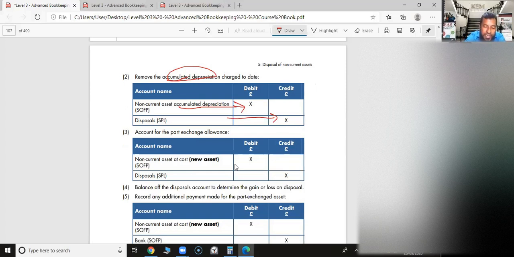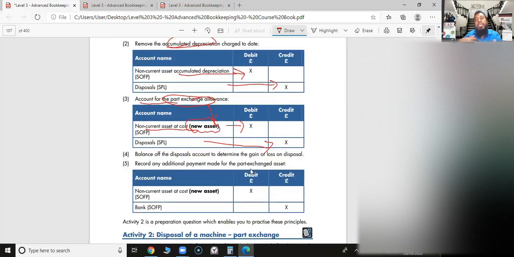And then the last one. In the other case, we didn't buy any non-current asset. Rather, we got money by selling. We got money. My bank was debit and disposal credit. But this time we're getting a non-current asset, a new asset. So because of part exchange, my asset account is debit, and disposal is as usual credit. Then we can still find out whether we exchanged at a profit or loss by doing the balancing, balance carried down.